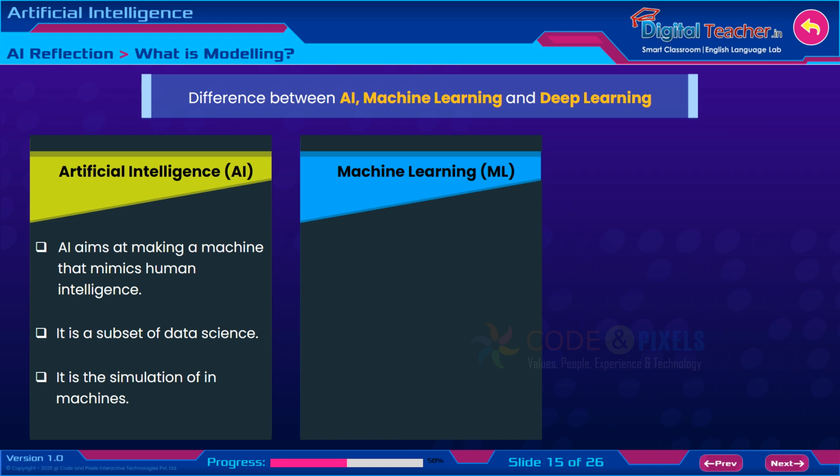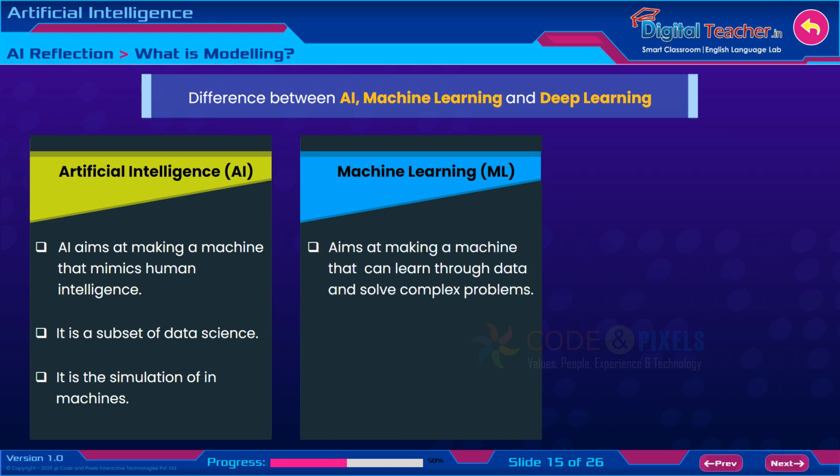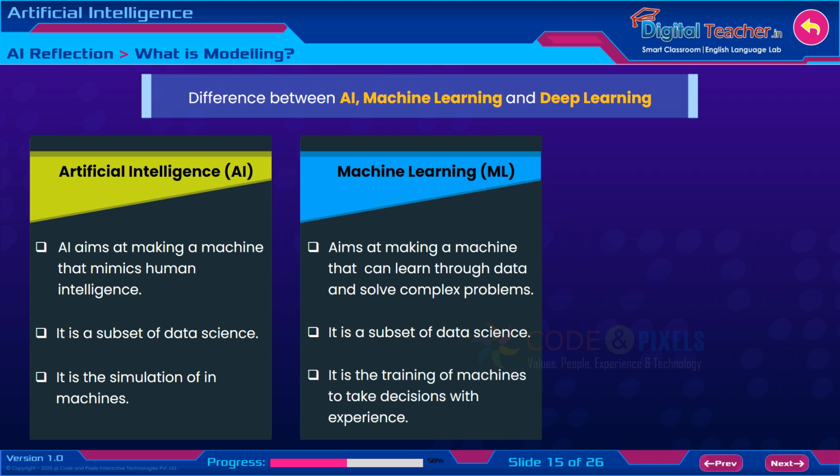Machine learning aims at making a machine that can learn through data and solve complex problems. It is a subset of data science. It is the training of machines to take decisions with experience.